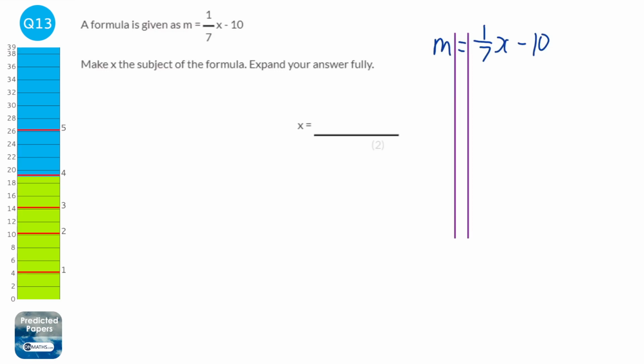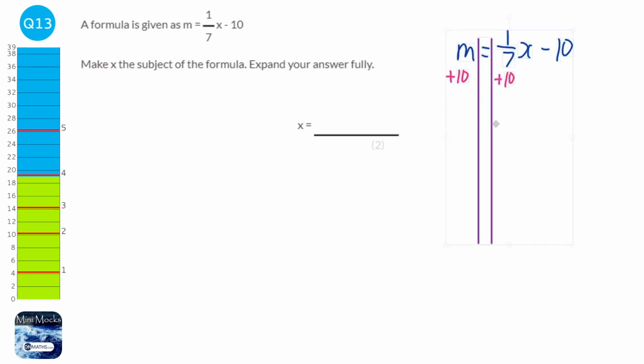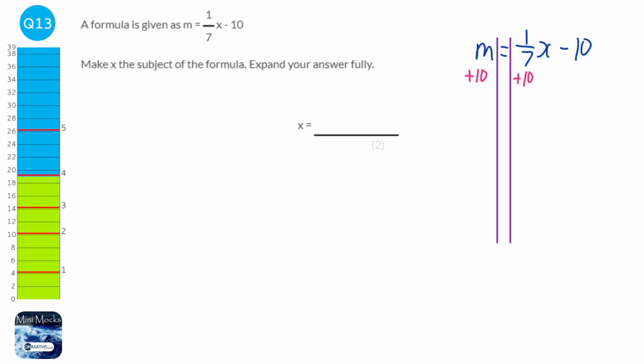So I'm going to start just by writing out the equation, and I can put my lines in. Okay, we're asked to make x the subject, so we're going to first of all add 10 to both sides. In fact, I'm just going to move all this over a little bit so I've got a bit more space. Okay, so we're left with m plus 10 on the left hand side, and we've got 1/7 x on the right hand side. Now to get rid of the 1/7, what I can do is just times both sides by 7.